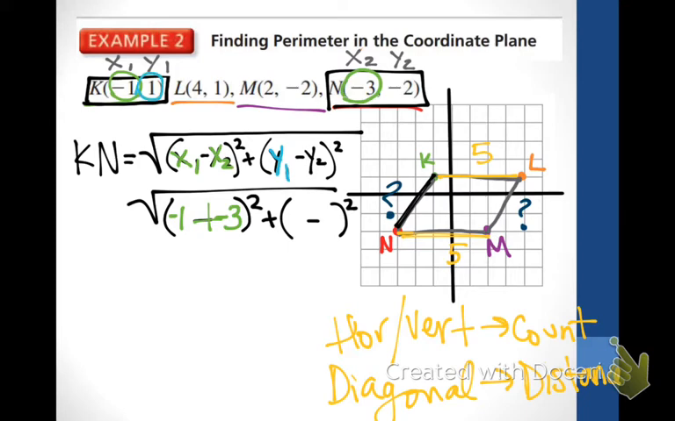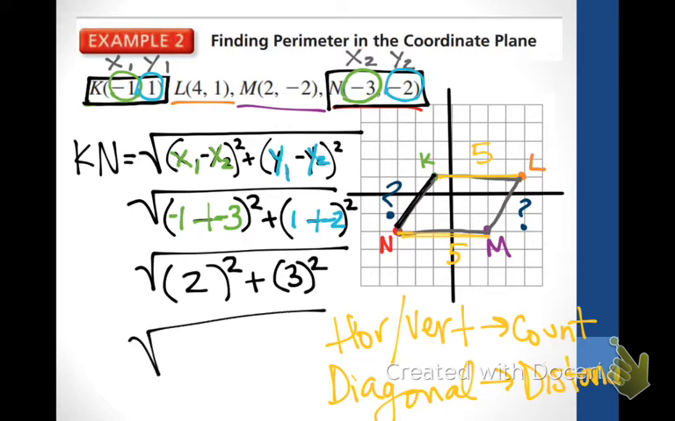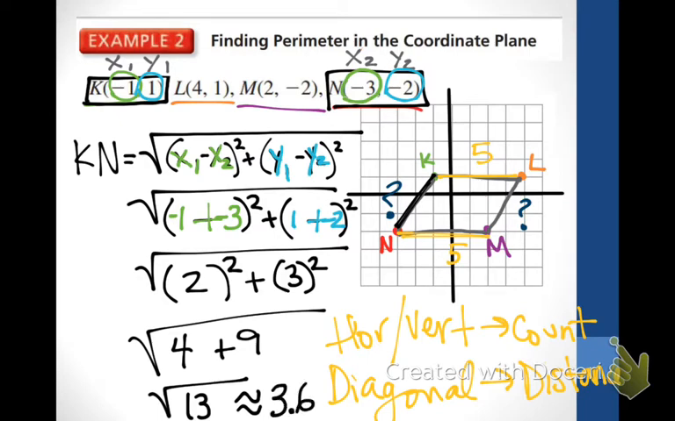The first y is 1. My second y is -2. So again, I'm plugging in a negative. There's already a negative in the formula, so I'm going to put a plus sign. -1 plus 3 is 2. 1 plus 2 is 3. 2 squared is 4. 3 squared is 9. So we get the square root of 13, which is equivalent to 3.6. So we did all of that to find the length of KN, which is 3.6.